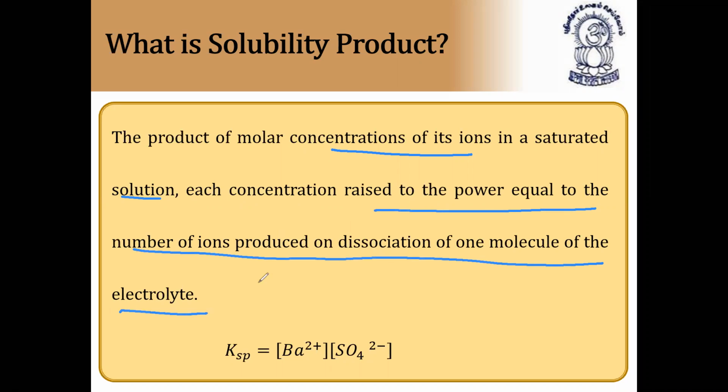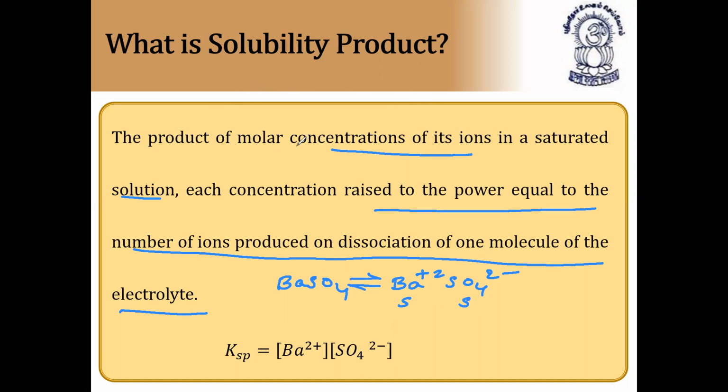So let us take consideration, for example, barium sulfate. Barium sulfate is a salt which on ionization forms barium plus 2 and sulfate 2 minus ions. So solubility product for this, if this is equal to S and this is equal to S, is the concentration of barium plus 2 ions and the concentration of SO4 2 minus ions. So this is called solubility product.